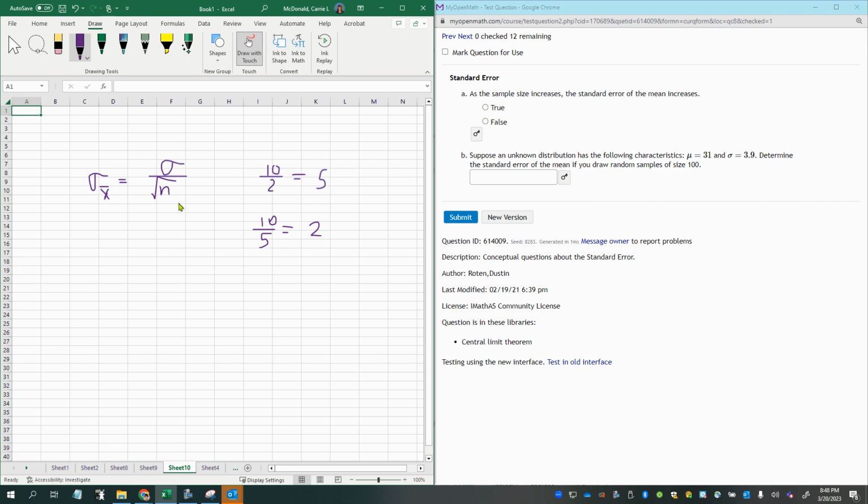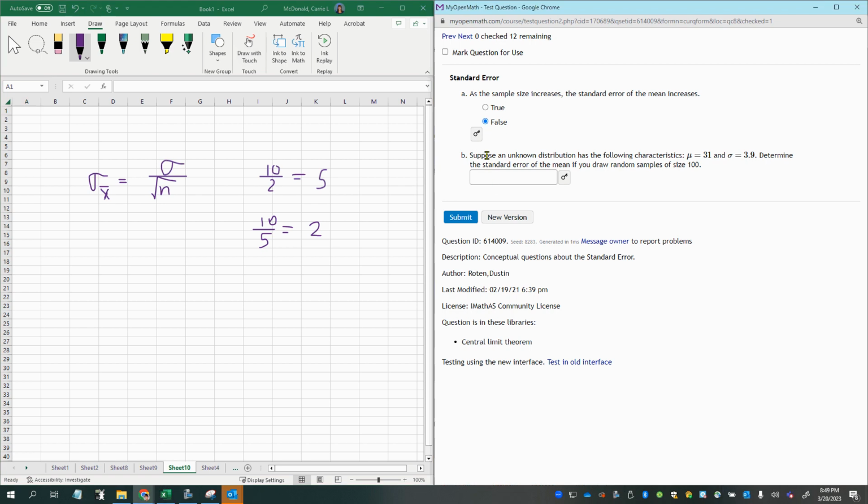So having the sample size in the denominator of the formula for the standard error means that as the sample size increases, actually your standard error would decrease. So this says as the sample size increases, the standard error of the mean increases. So this is false.